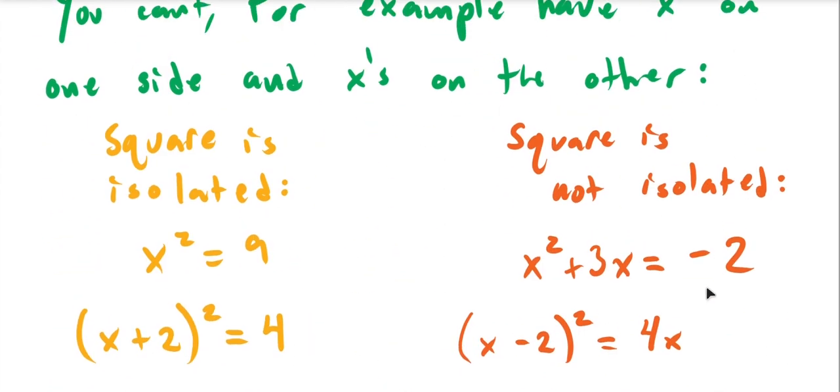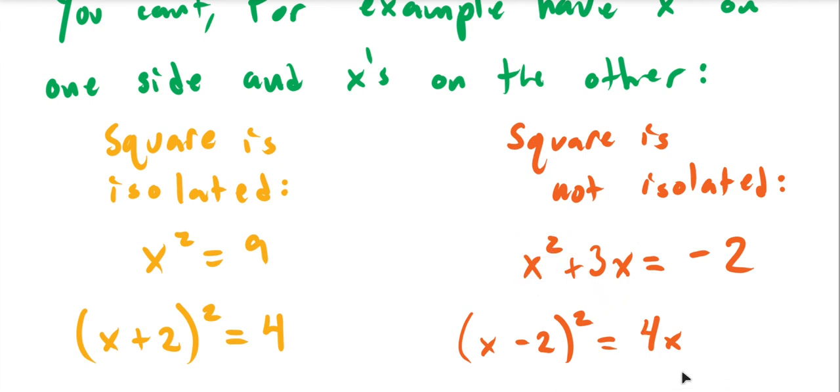Here, let's look at some examples. It'll be easier to see. These squares are isolated because it's just x on this side squared. This square is isolated. There's no other x's to worry about, and the only term on this side is squared. Everything else is happening inside the parentheses, and then being squared. Over here, it's not isolated because this side isn't entirely squared. It's x squared, but then there's also a 3x.